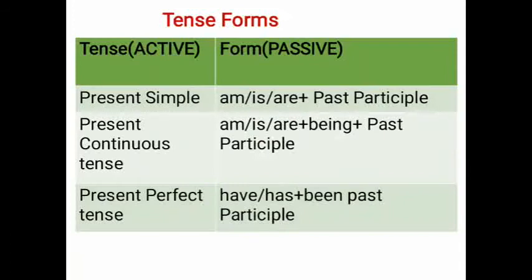And now the rules for the tense forms. The present simple active verb changes to am, is, are plus past participle. The present continuous tense active verb changes to am, is, are plus being plus past participle. The present perfect tense verb in active voice changes to have, has plus been plus past participle in the passive voice.